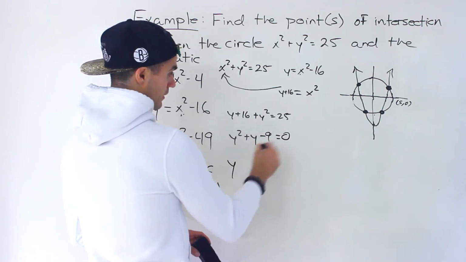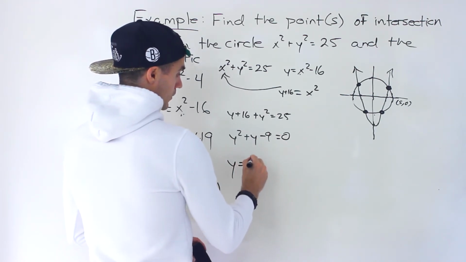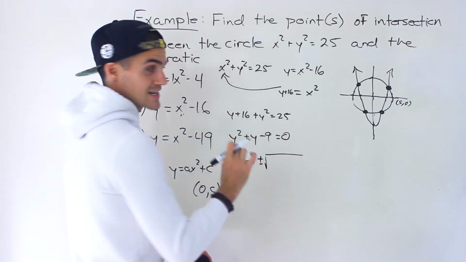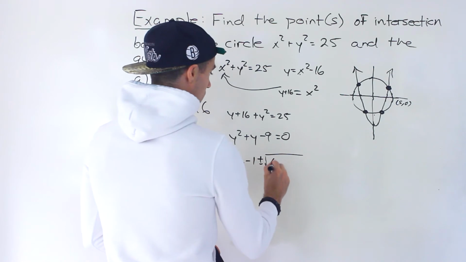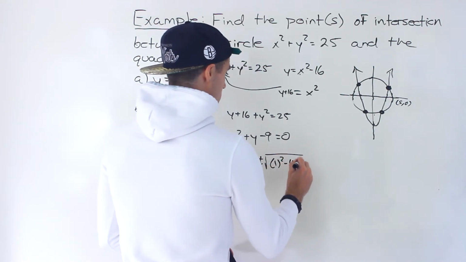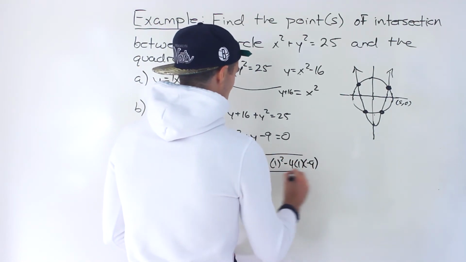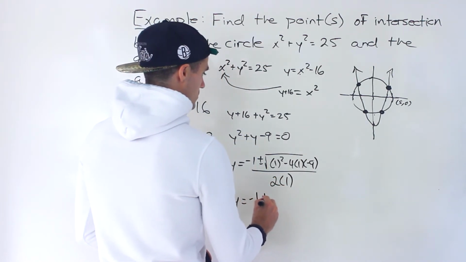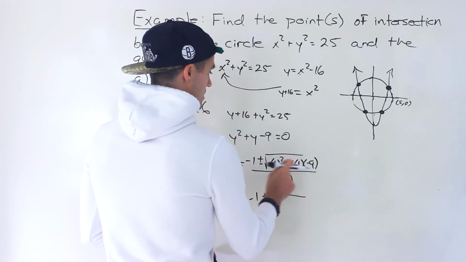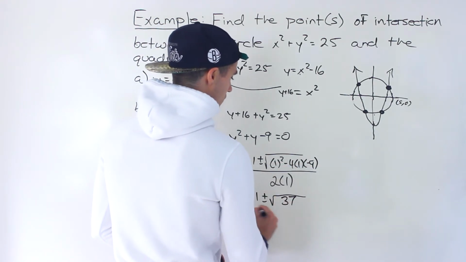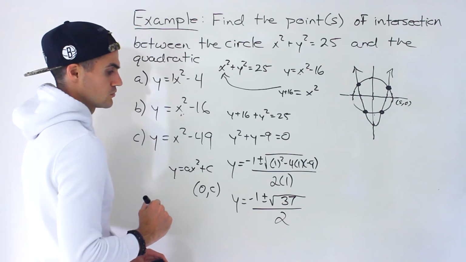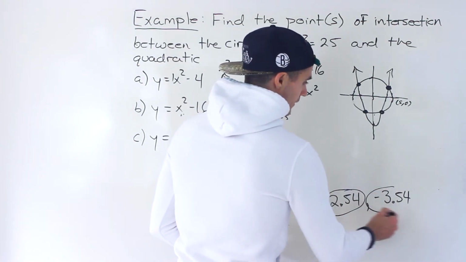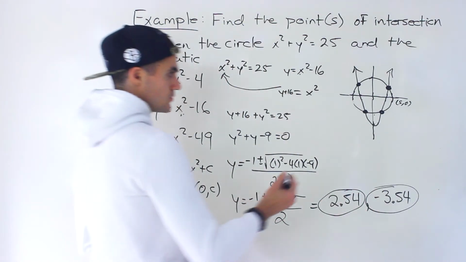Then this is not going to factor. We got to put it in the quadratic formula. A value is 1, B value is 1, C value in this case is negative 9. So we'd end up with 1 squared minus 4 times 1 times negative 9 all over 2 times 1. So we'd have negative 1 plus or minus, this would be 36 plus 1, this would be 37. That's going to be all over 2. And in this case, notice that we end up with 2 y values. So those are the 2 y values.